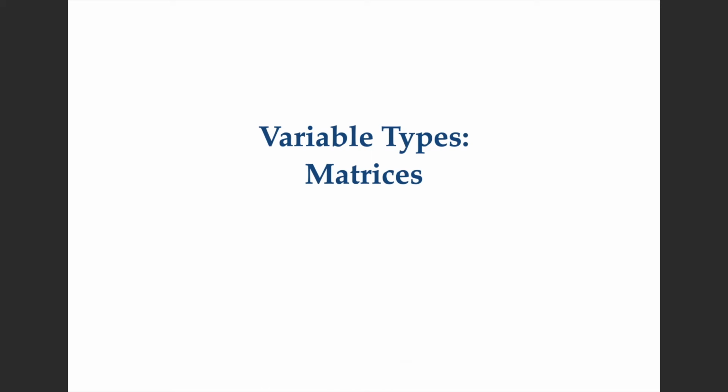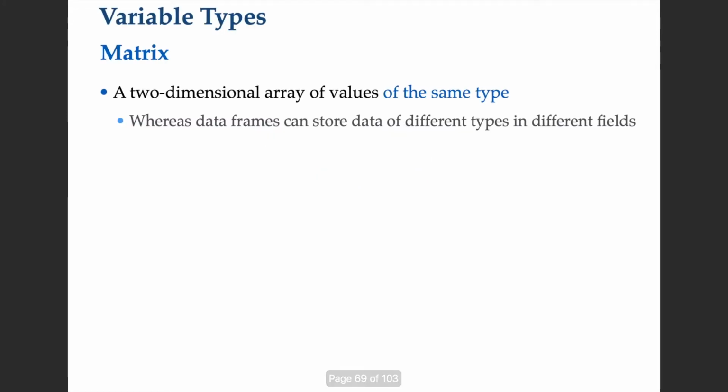Okay, another type of variable is a matrix or matrices. Matrices are a lot like data frames in that they're two-dimensional arrays of values. The difference is that matrices have to be the same data type, whereas data frames can have fields or columns that contain different types of data. With a matrix, all of the data have to be of the same type. But other than that, they're the same as data frames. They're two-dimensional structures.